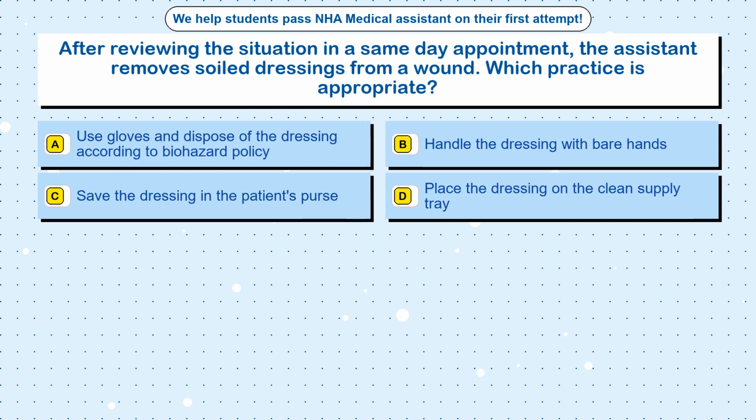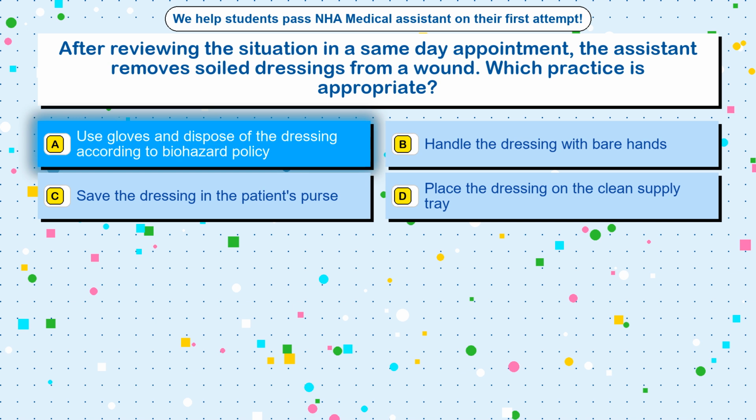Question 45. After reviewing the situation in a same-day appointment, the assistant removes soiled dressings from a wound. Which practice is appropriate? Option A, use gloves and dispose of the dressing according to biohazard policy. Option B, handle the dressing with bare hands. Option C, save the dressing in the patient's purse. Option D, place the dressing on the clean supply tray.